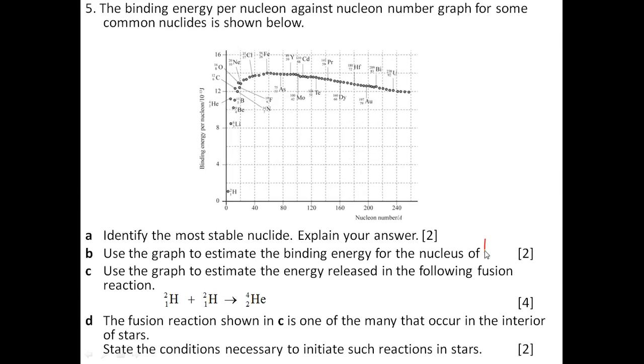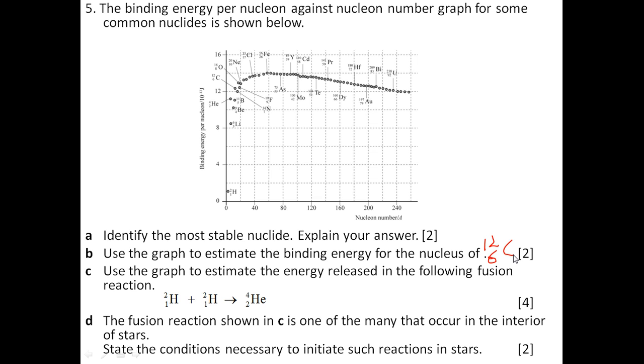Part B, use the graph to estimate the binding energy of the nucleus of carbon-12. Okay, so here I have a mistake over here, it's carbon 12. Part C, use the graph to estimate the energy released in the following fusion reaction. And finally, the fusion reaction shown in C is one of the many that occur in the interior of stars. So state the condition necessary to initiate such reactions in stars.